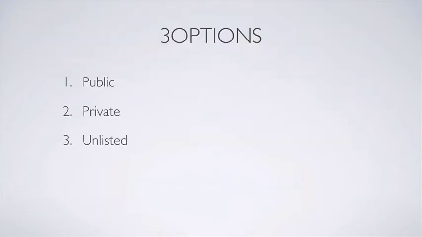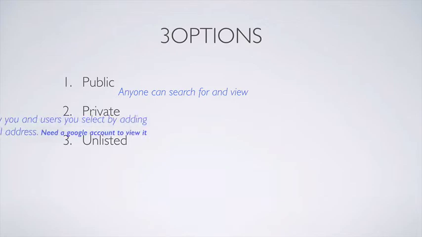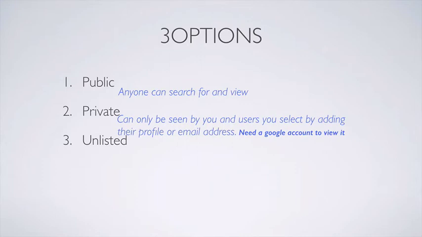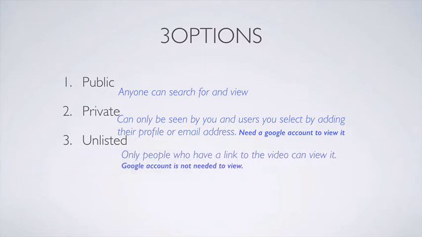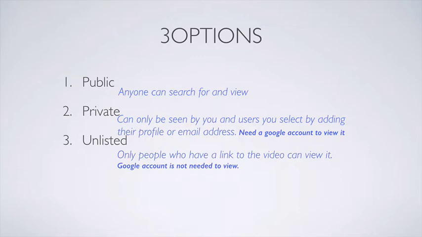So you will see there's 3 options there, and I thought I would include a little tip in here on what these are. Public means anyone can search for and view any video you have that's set to public. Private means it can only be seen by you and users you select by adding their profile or their email address to that video. They have to have a Google account to view it. And then unlisted is only people who have a link to the video can view it. They don't have to have a Google account, but they do have to have the link.